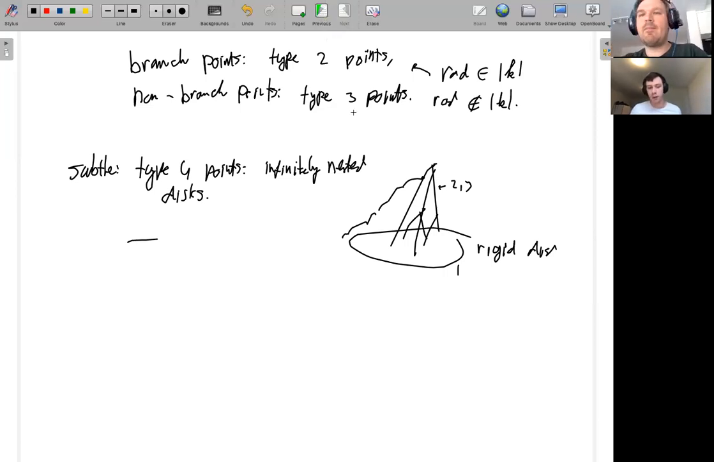Robin, can I ask a question? Yeah. I'm not sure if I missed something, but are you using this as the definition of type 3 points, or did I miss a definition? Yes, this is a definition. Actually all four are definitions, essentially. Okay, and so then the claim is this is everything.